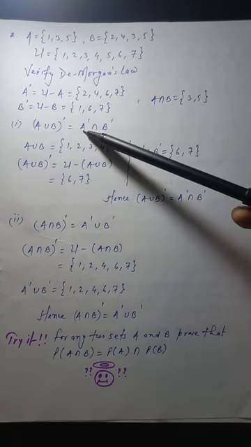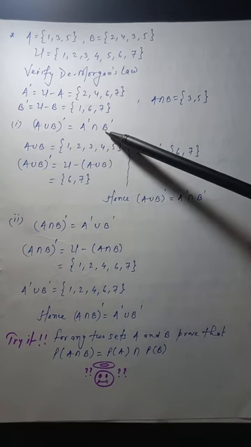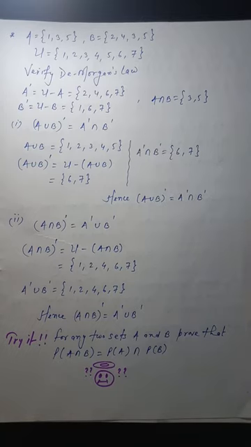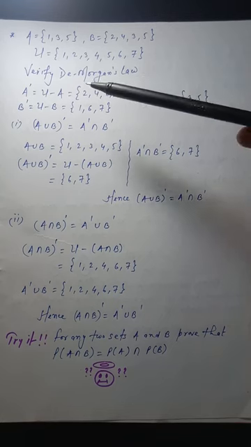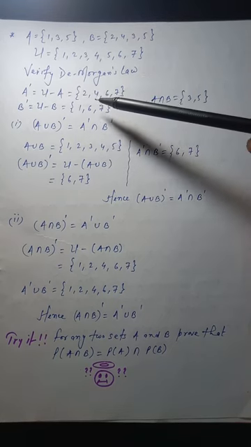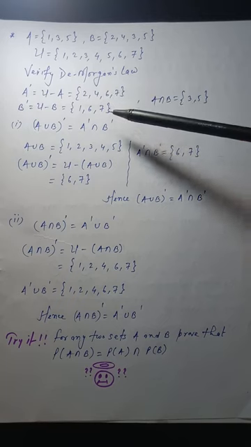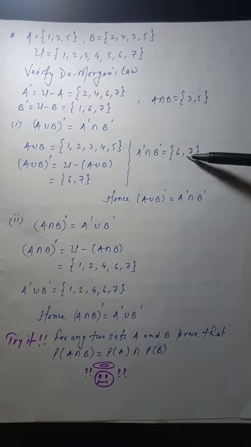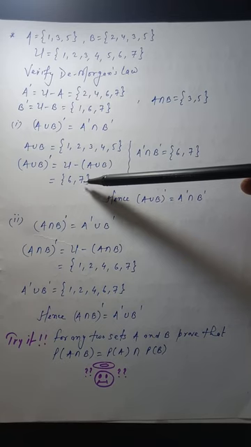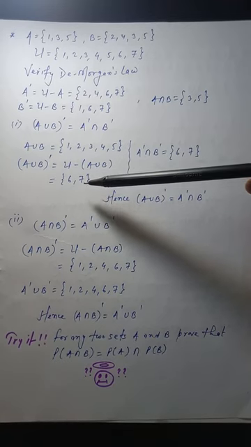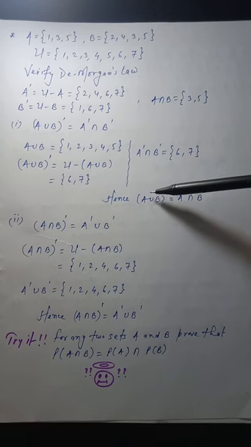And simply A dash intersection B dash. So what will be A dash intersection B dash? Just check here, this A dash is here and B dash. So what is common? 6 and 7. So this A dash intersection B dash is {6, 7}, and (A union B) whole dash is also {6, 7}. It means this De Morgan's law is verified, right?